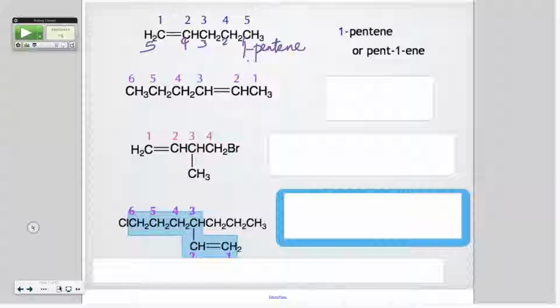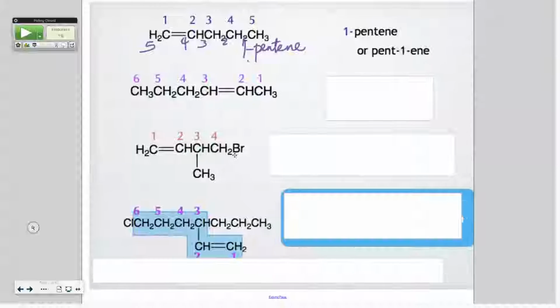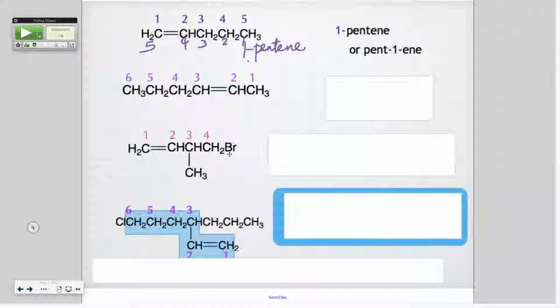This one, we have a bromine and a methyl. But notice that the bromine's on 1, but we're going to number our chain from the left. 1 for the double bond wins. So that simplifies a whole lot of nomenclature because we now have a real functional group in here.